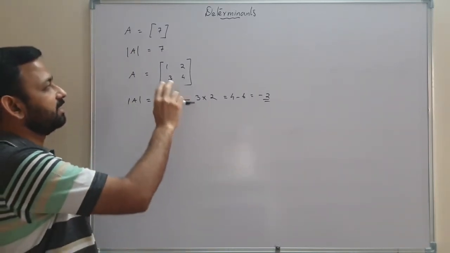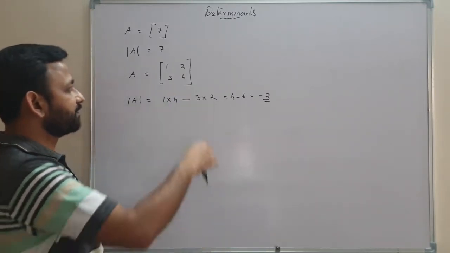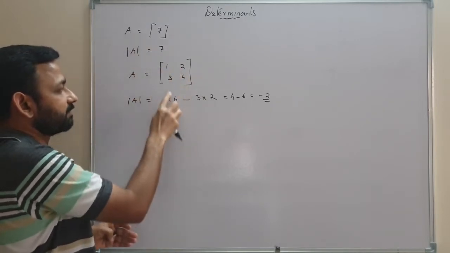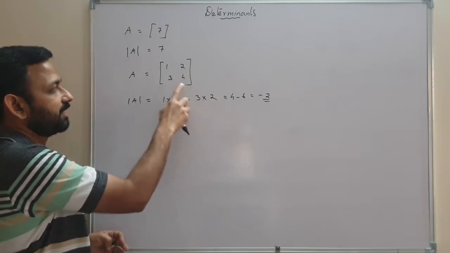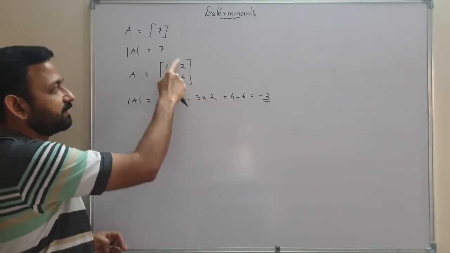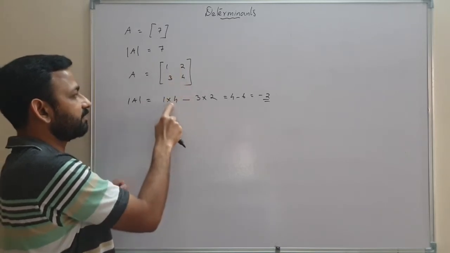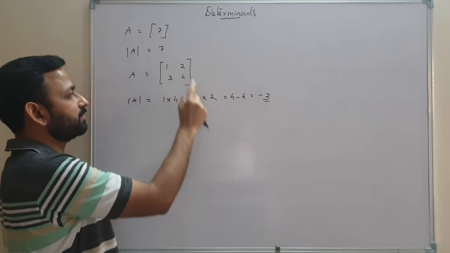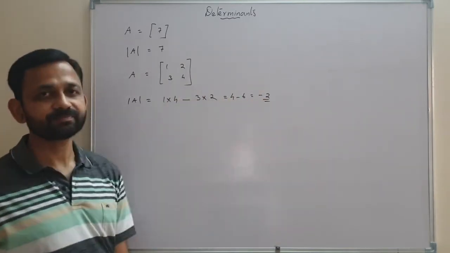Once again, if you want to find the determinant of a square matrix of order 2, just diagonal-wise you find the product, 1 into 4. That product we will write first, minus 3 into 2. We cannot write 3 into 2 first and 1 into 4 second; you will get the wrong answer. 1 into 4, that answer we will write first. Then this sign is always subtraction, then 3 into 2, then 4 minus 6, that is minus 2.